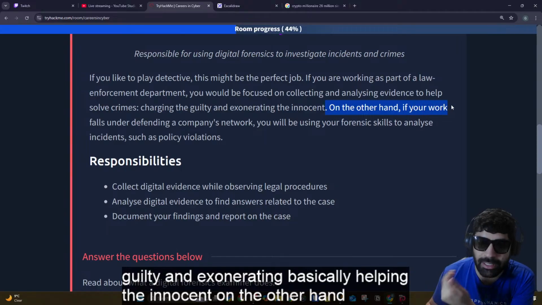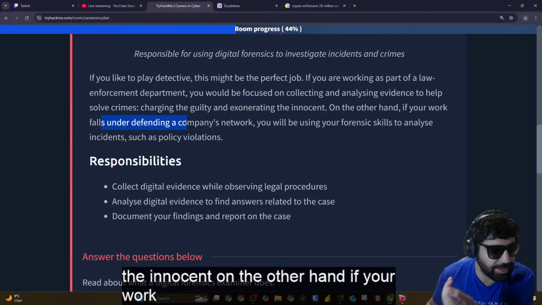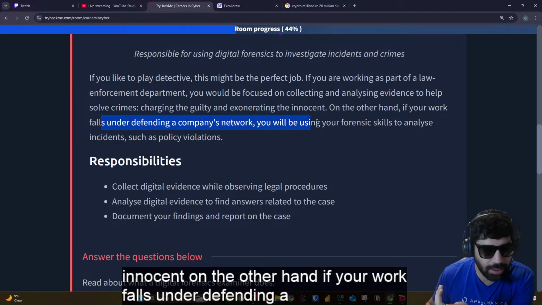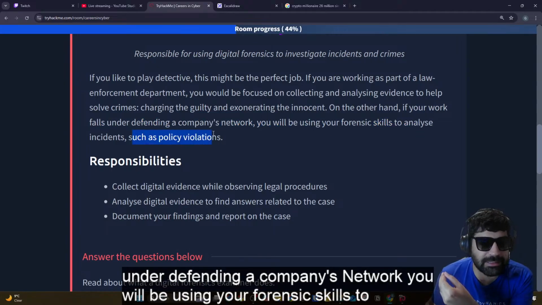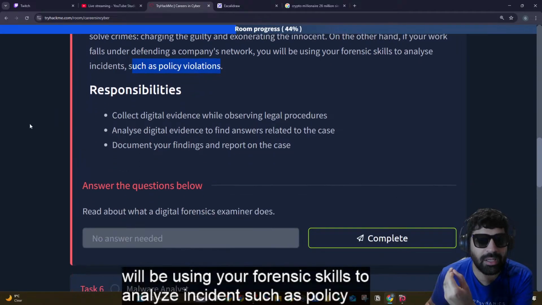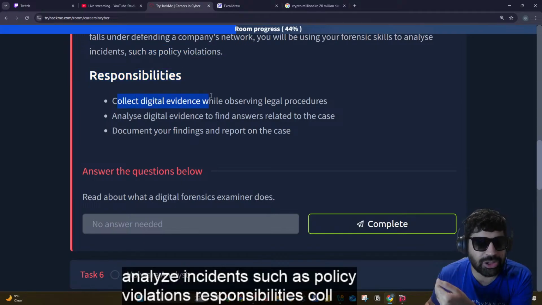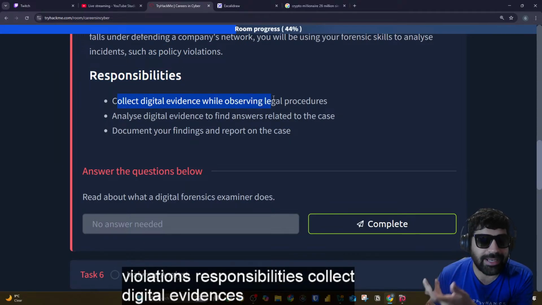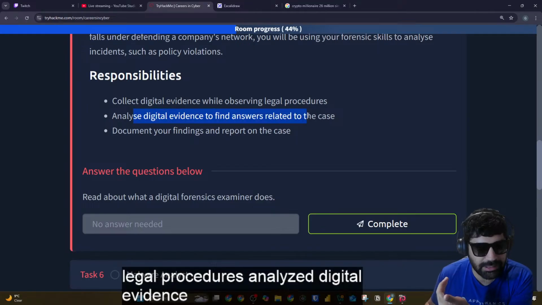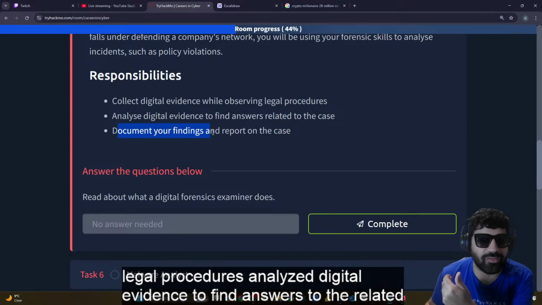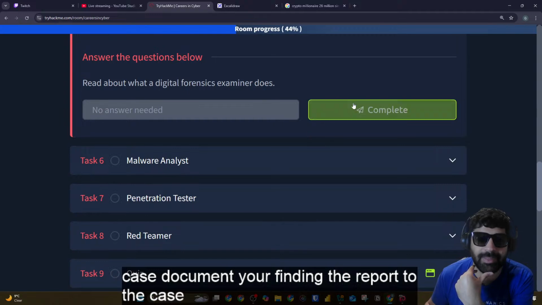On the other hand, if your work falls under defending a company's network, you will be using your forensic skills to analyze incidents such as policy violations. Responsibilities: collect digital evidence while observing legal procedures, analyze digital evidence to find answers to the related case, and document your findings and report on the case. Basically, detective stuff.